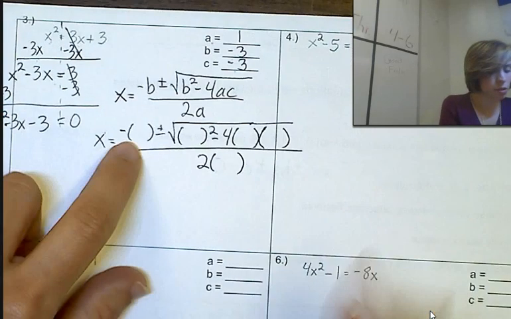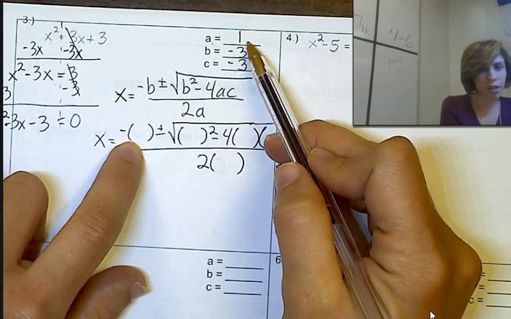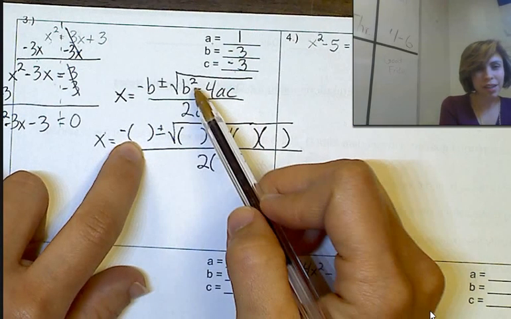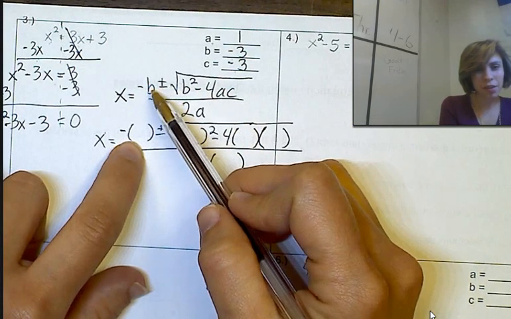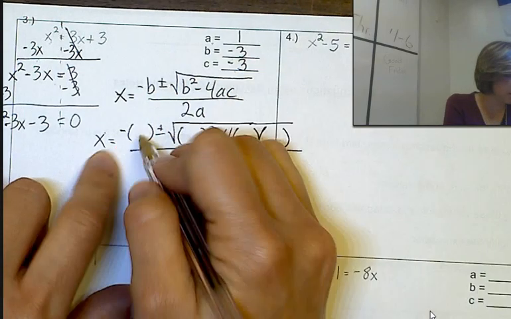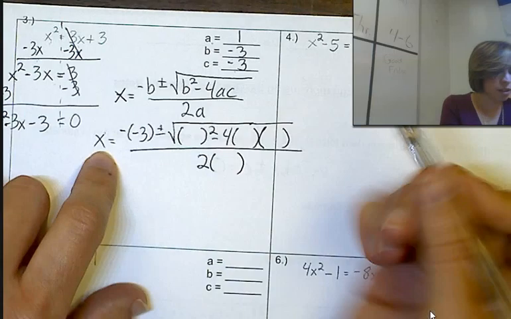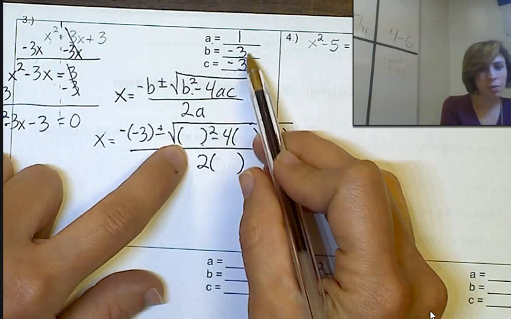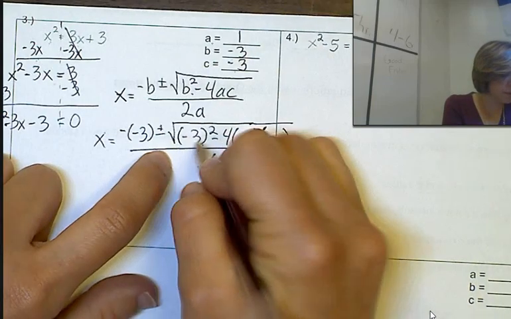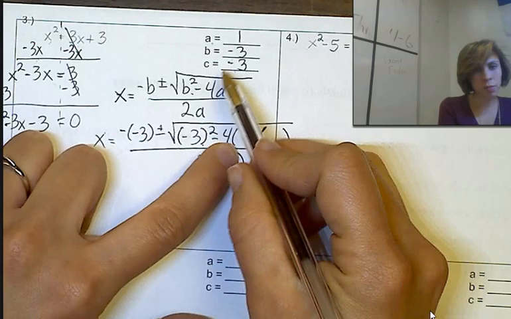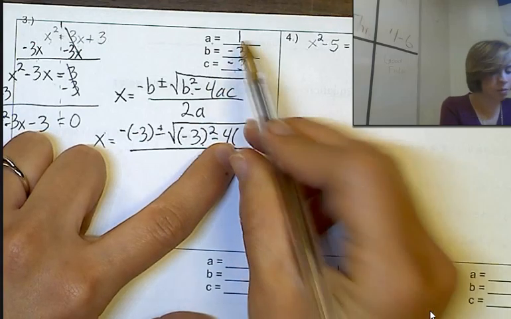So your first one, sorry, not a. Your first one is b, right? First one is the b value. So the b value is negative 3, so we're going to put negative 3 in here. Same thing here, this is a b, so my next parentheses is going to be a b, which is negative 3. My next parentheses is an a. That's going to be 1, so I'm going to put a 1 in here.